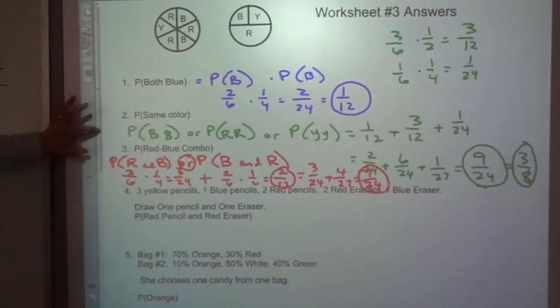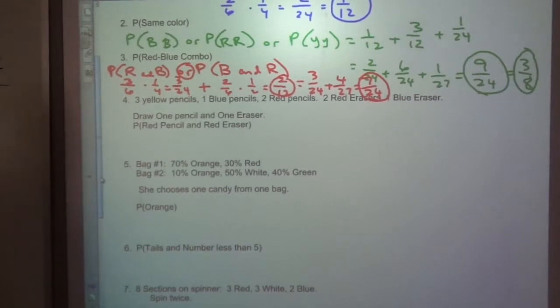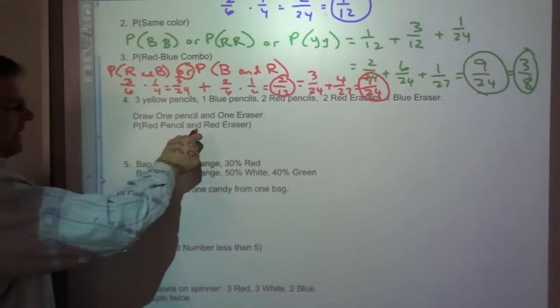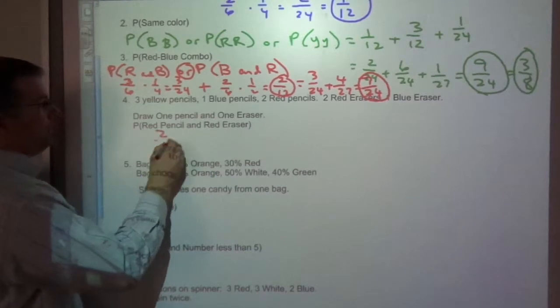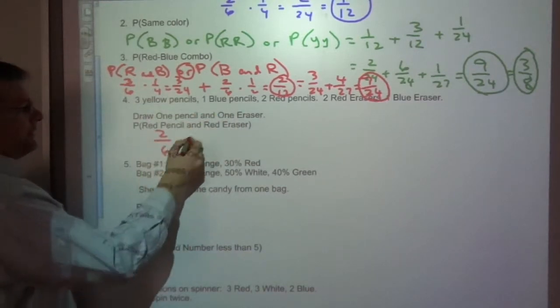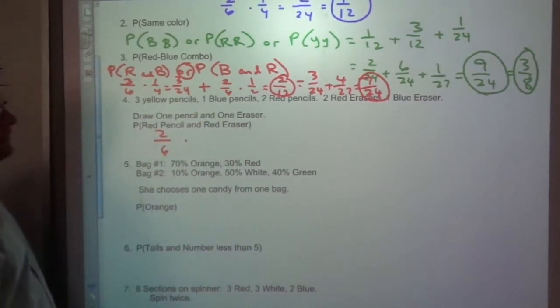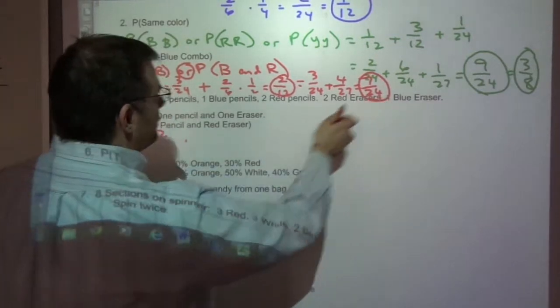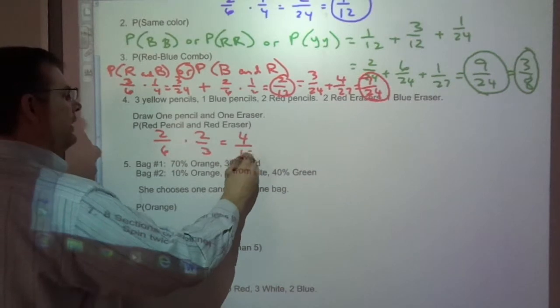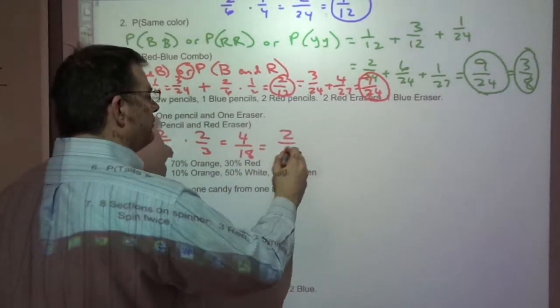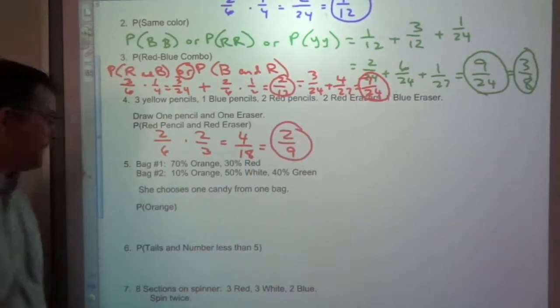Problem number 4. We have 3 yellow pencils, 1 blue pencil, 2 red pencils, 2 red erasers, and 1 blue eraser. Find the probability of a red pencil and a red eraser. The red pencil would be 2 out of the 6 pencils, and we're going to multiply by 2 red erasers out of the 3 erasers. That's a total of 4 out of 18, reducing to 2/9.